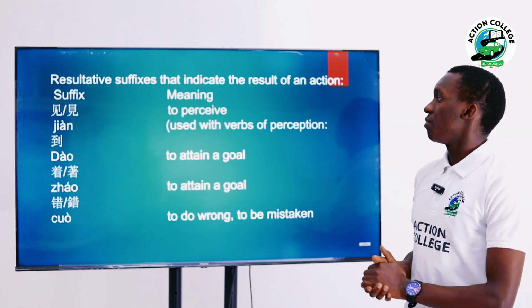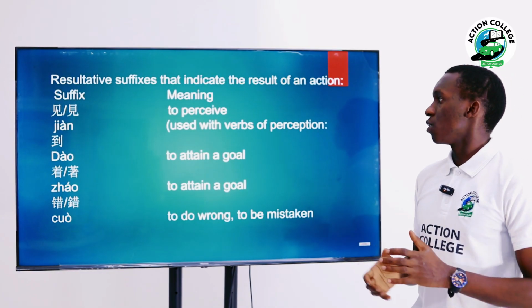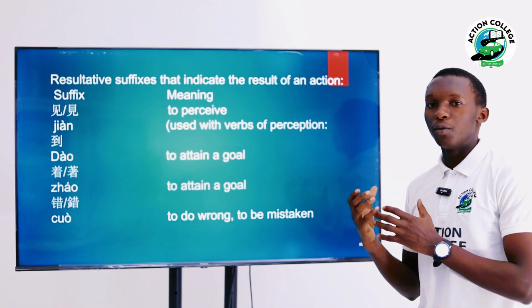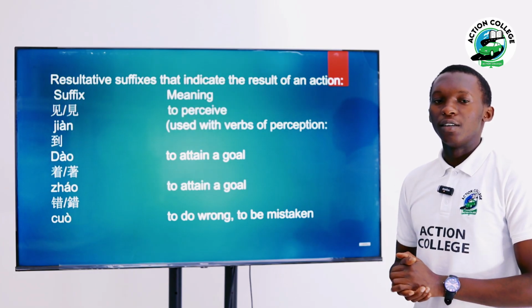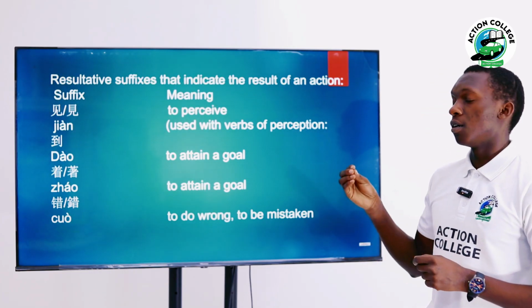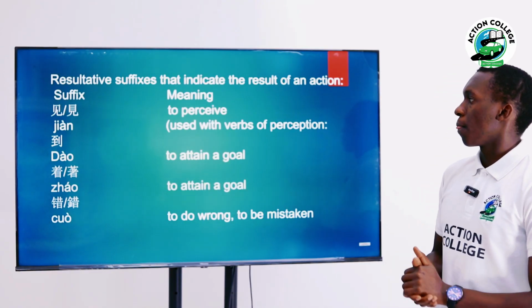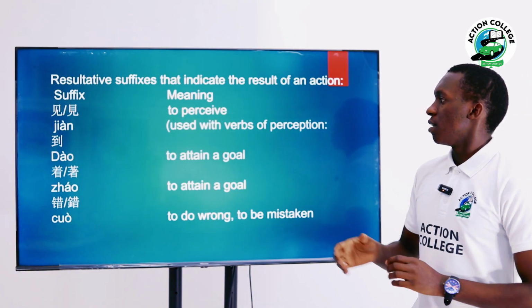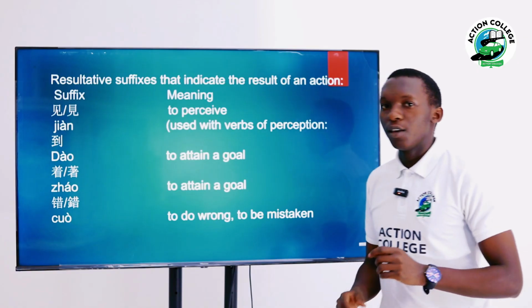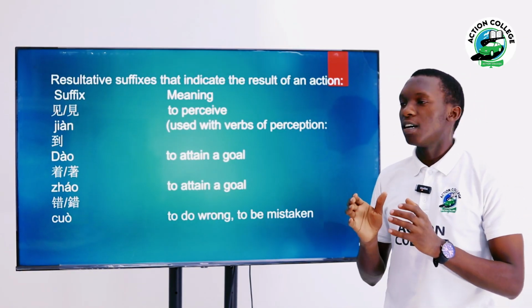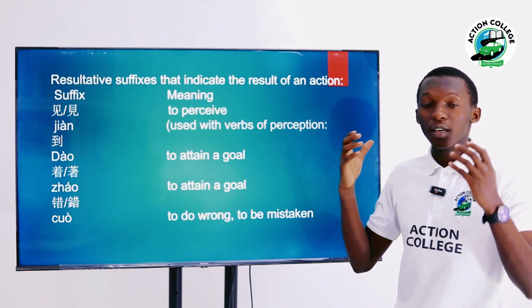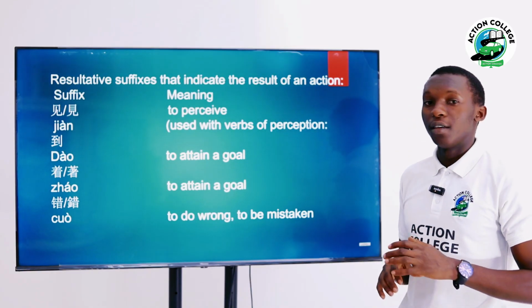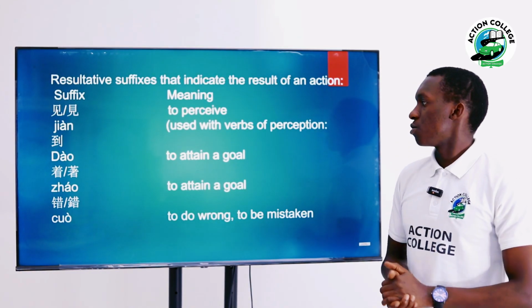So, resultative suffixes that indicate the result of an action. The previous ones were resultative suffixes indicating the conclusion. So, these ones are jian. If you take a stative verb plus jian, you'll be indicating perception, which is used just for hearing, smelling, or touching, anything which is related to perception.